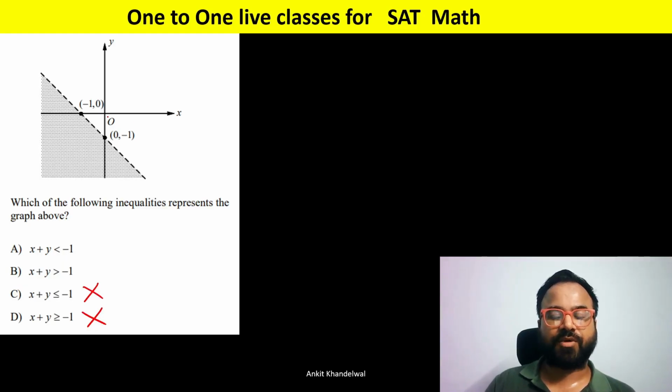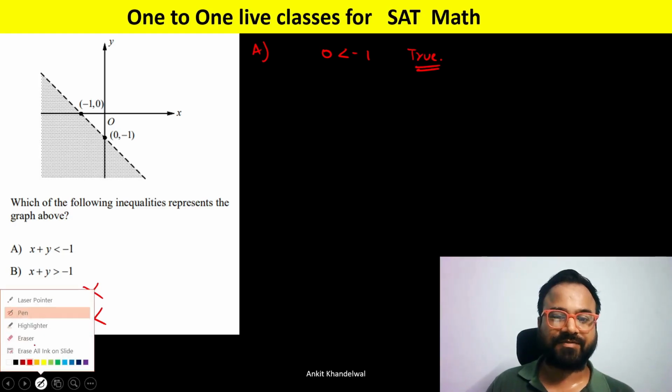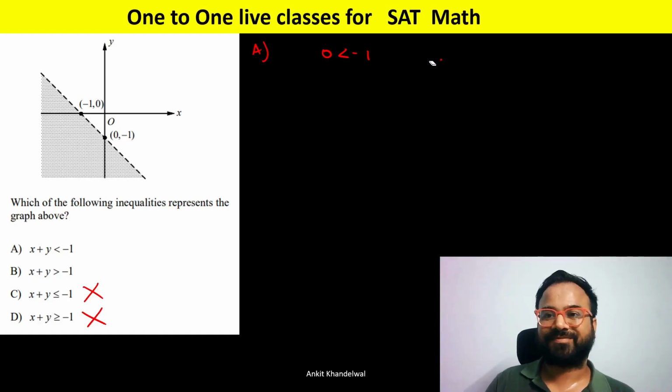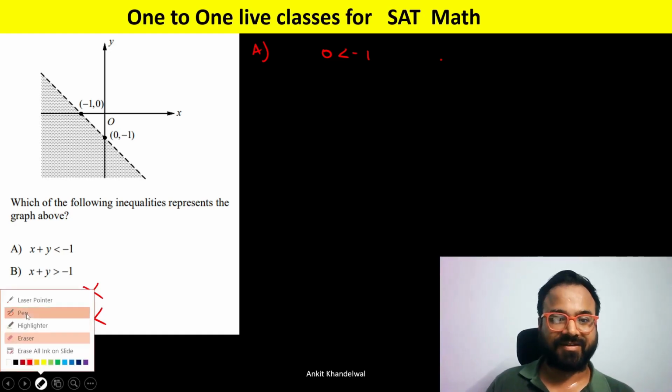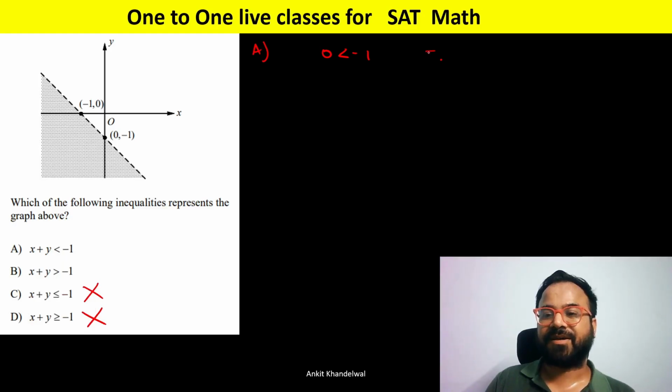So let's check the point. Let's check the 0, 0. 0 comma 0 should not be the solution of this. So in option A, if you put the 0, 0, so 0 is less than minus 1. Yes, it is true. And so 0 is less than minus 1. Sorry, this is 0 is less than minus 1, that is false actually. 0 is less than minus 1, this is false. So 0 is not the solution for this, right? And we know for this inequality 0 should not be the solution. So yes, option A is the correct one.